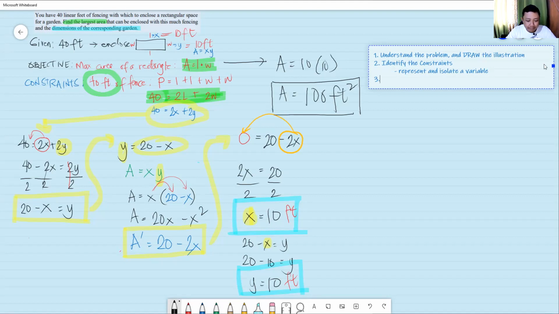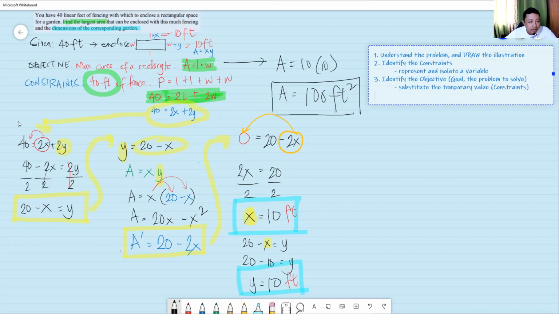Third step, identify the objective. Can you follow? Or the goal, the problem to solve. Yan. Okay? And from here, we will substitute the temporary value from the constraints. Okay? That's the third step.